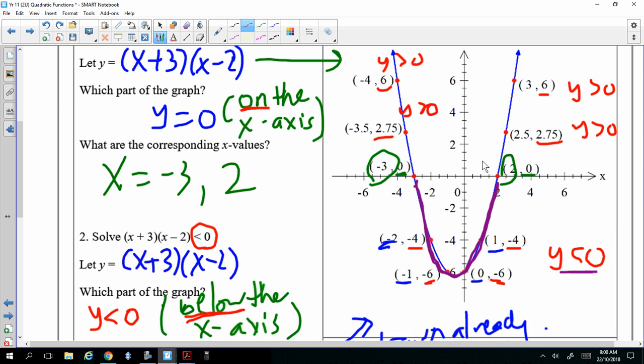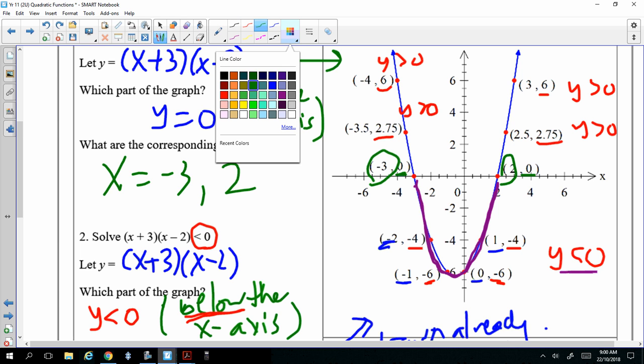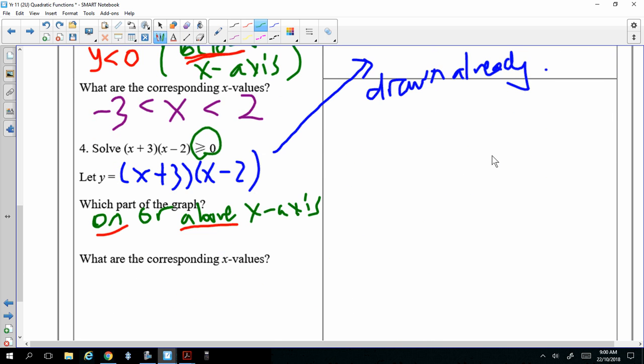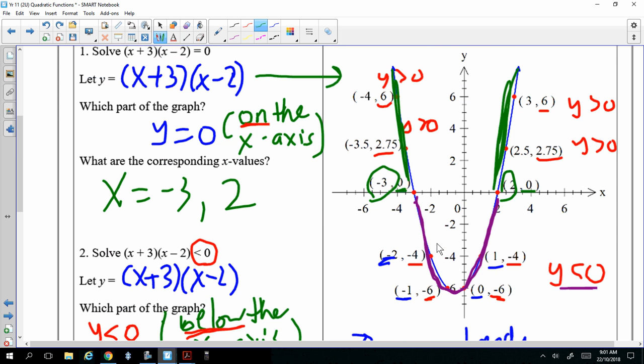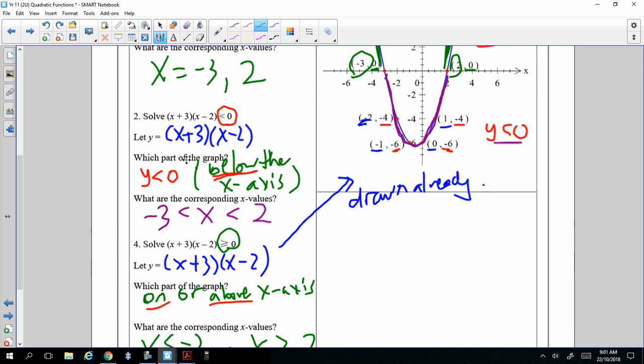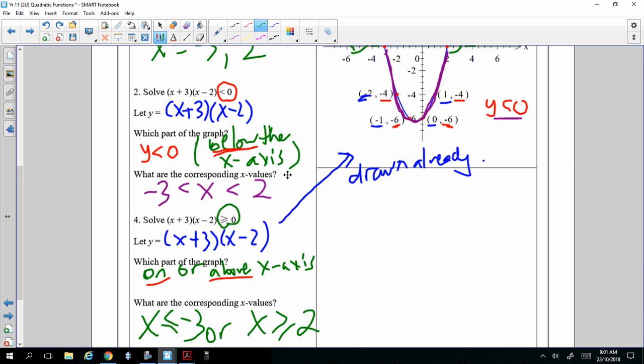So what do we do? Let's use green here and there. So what are the x values? x is bigger than or equal to 2, or x is less than or equal to -3. Which is this part. Any questions? I'm going to make it a little bit bigger so you can see the whole picture. That's how we solve using the graphical method.